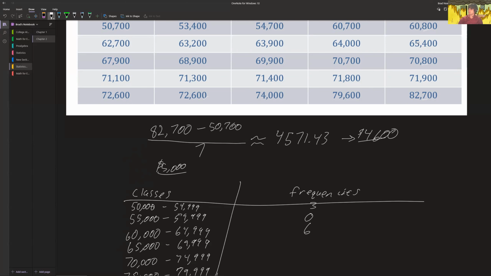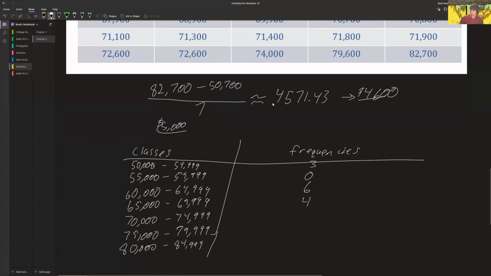I see 1, 2, 3, 4. 70 to 74,999. 1, 2, 3, 4, 5, 6, 7, 8, 9, 10 of them. And then 79,601 and 82,701. This is my frequency distribution.